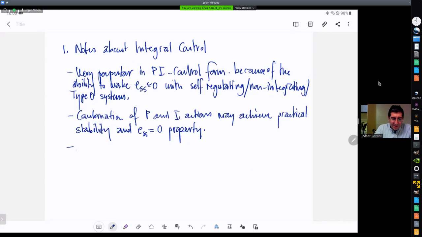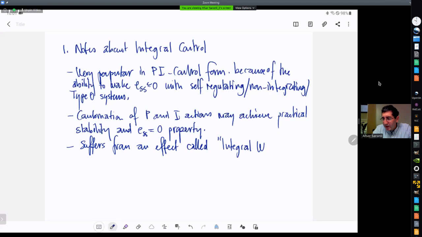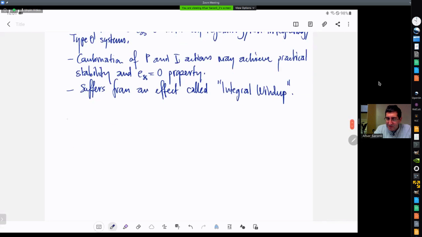An additional property is that it suffers from an effect called integral windup, and I'm going to discuss this a bit further. Okay, this is a disadvantage of the integral term in the PID controller. Okay, so let me kind of discuss what that is.